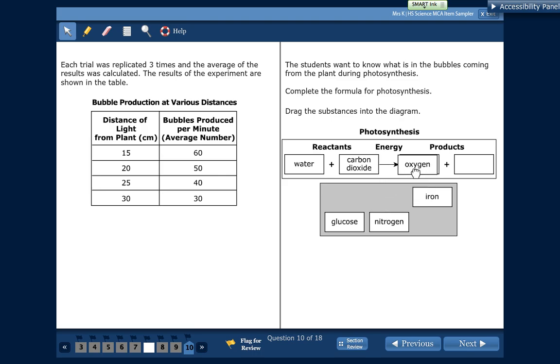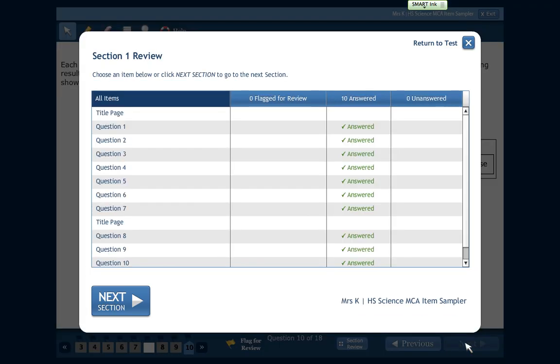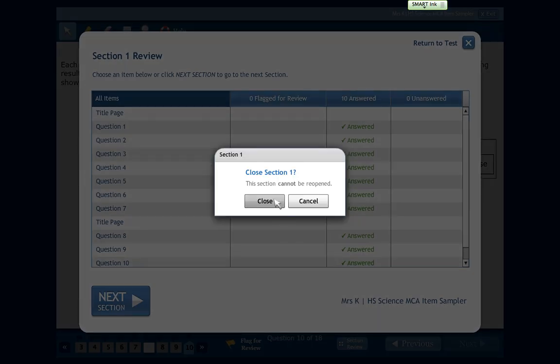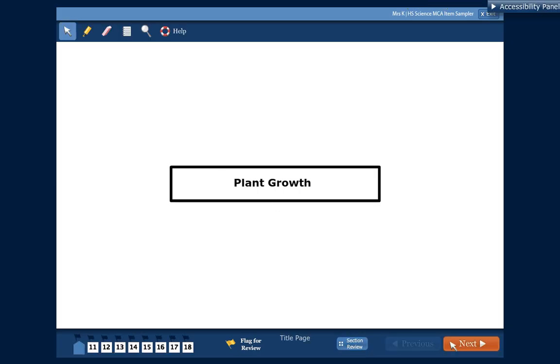They release oxygen, and that's actually what's in the bubbles. And plants also produce glucose, that's the sugars. This is the end of the first section. We're going to go on to the next section here. Plant growth.